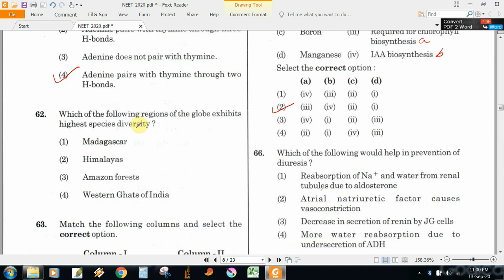The next question we are having, which of the following regions in the globe exhibits highest species diversity? Madagascar, Himalayas, Amazon forest, Western Ghats of India. It is globally, it is Amazon rainforest.